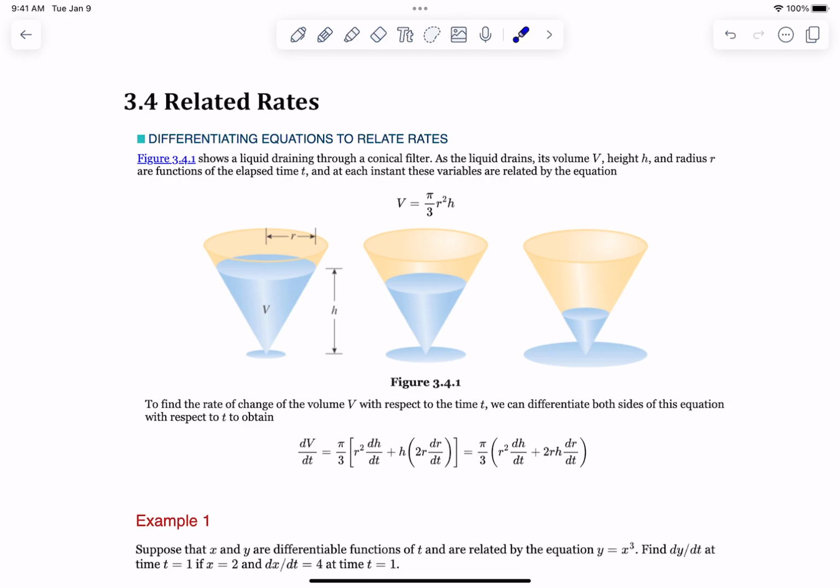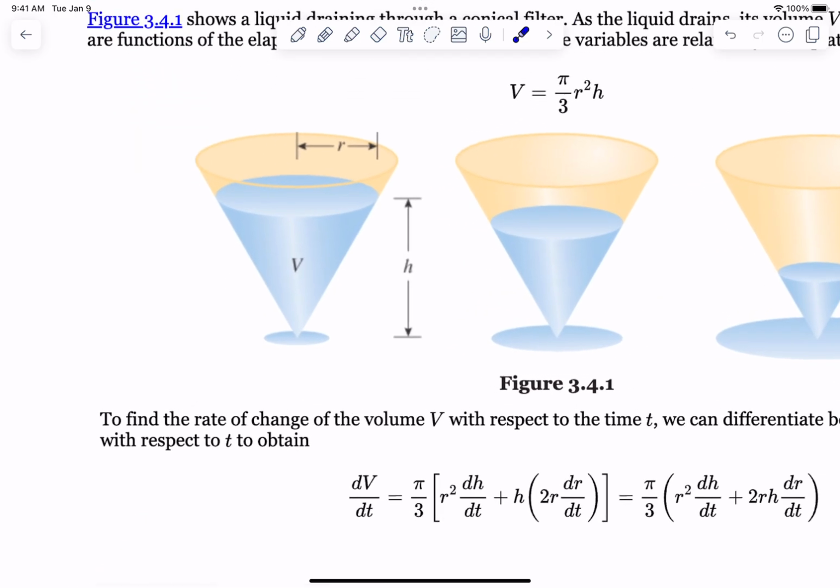All right, hey Chase, this is 3-4 related rates. Talking about sand in an hourglass, yeah? Okay, it's the same way with water in an hourglass, but let's pretend that this is an hourglass right here.